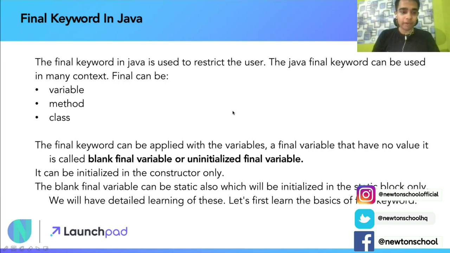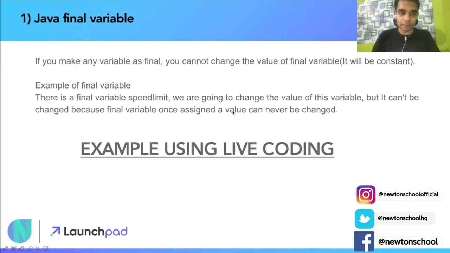Apart from that, the final keyword can be applied to a variable that has no value in it. That variable is called a blank final variable or uninitialized final variable. In addition to that, it can only be initialized in the constructor. Without using a constructor, you cannot initialize a blank final variable. This blank final variable can be static, which can be initialized in a static block. Let's learn about this in detail.